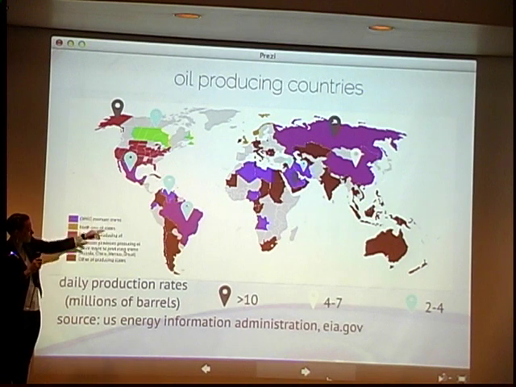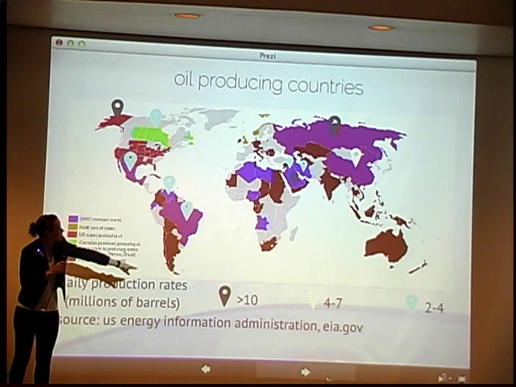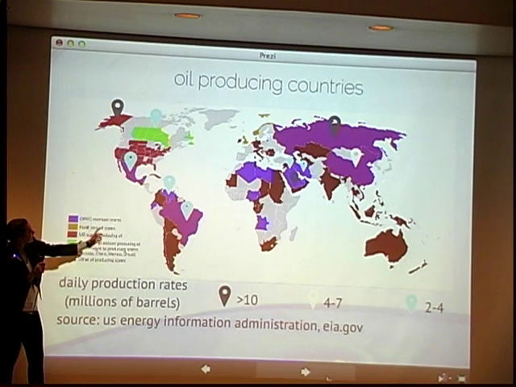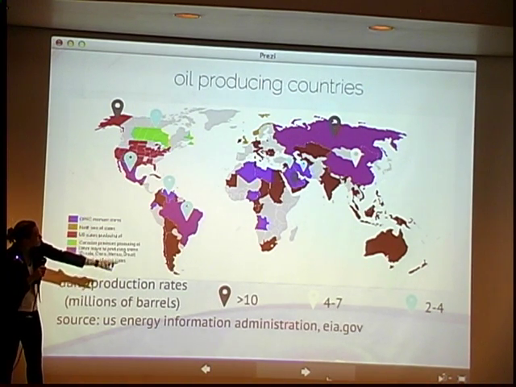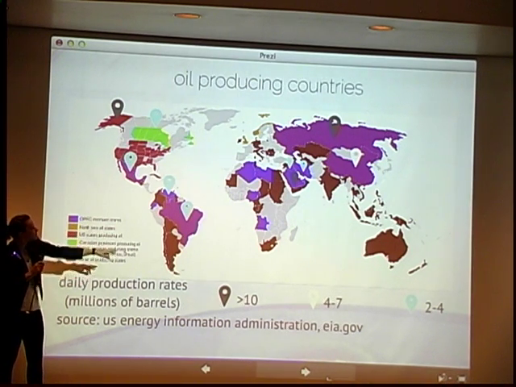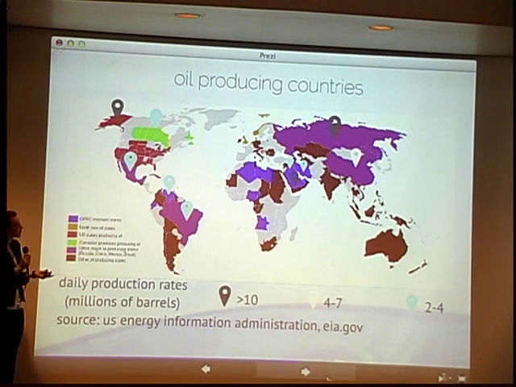Produced and in what quantities. So these gray markers show when a country produces more than 10 million barrels per day. And you pretty much have the United States and Russia. And the white one is 4 to 7 million barrels per day, that's China. But 2 to 4 million barrels per day, there's actually a lot of countries that do that. So I only chose a couple.